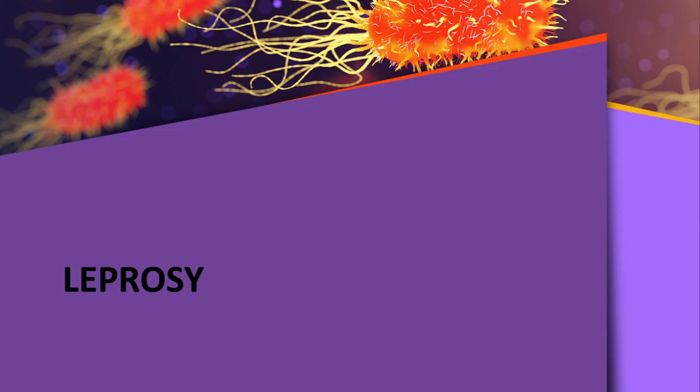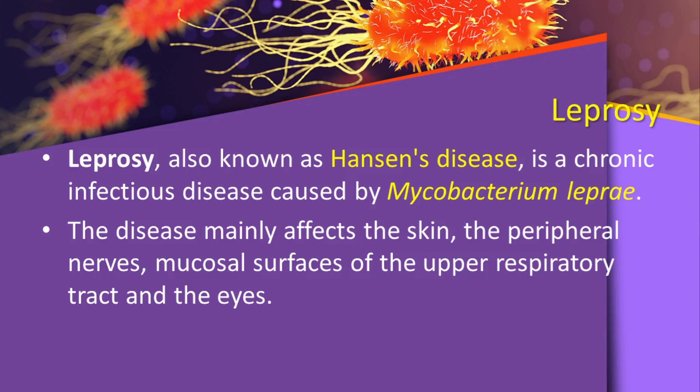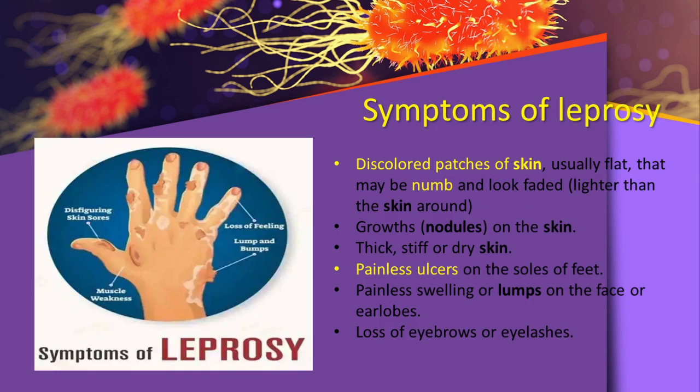Next, let us see about leprosy. Leprosy is also known as Hansen's disease. It is an infectious disease caused by the bacterium Mycobacterium leprae. This disease affects mainly the skin, the peripheral nerves, mucosal surfaces of the upper respiratory tract, and the eyes. These are the symptoms of leprosy.